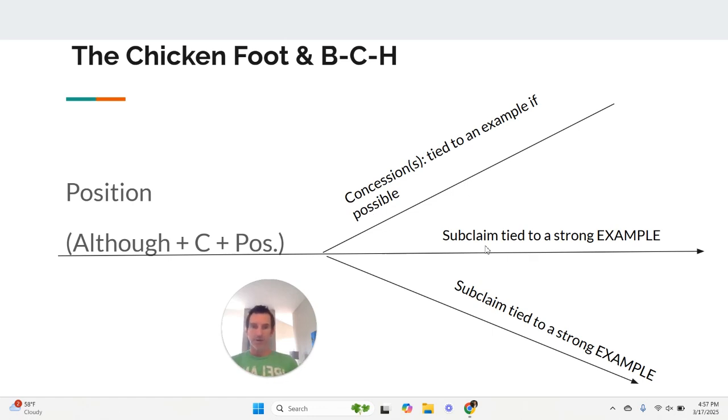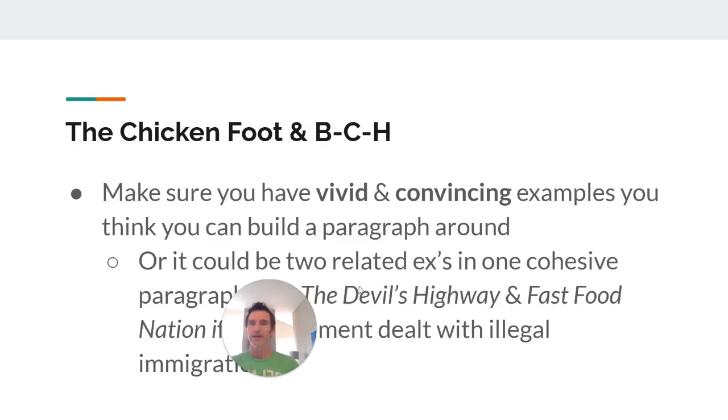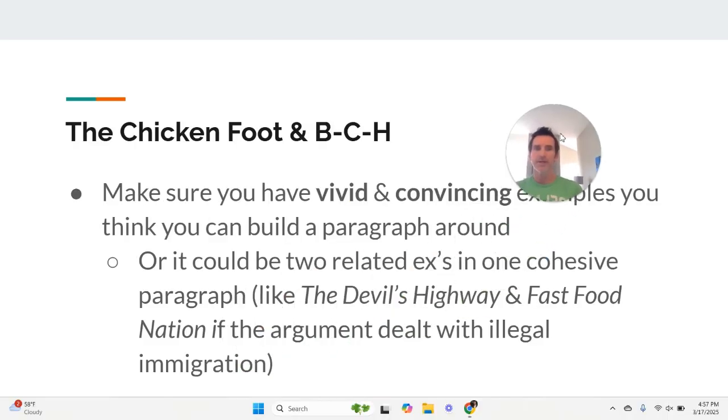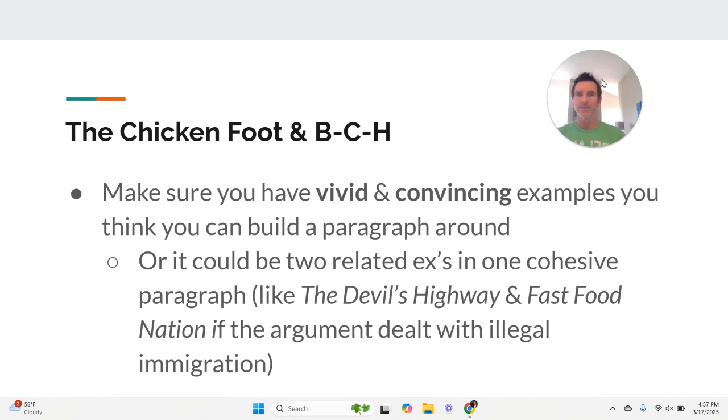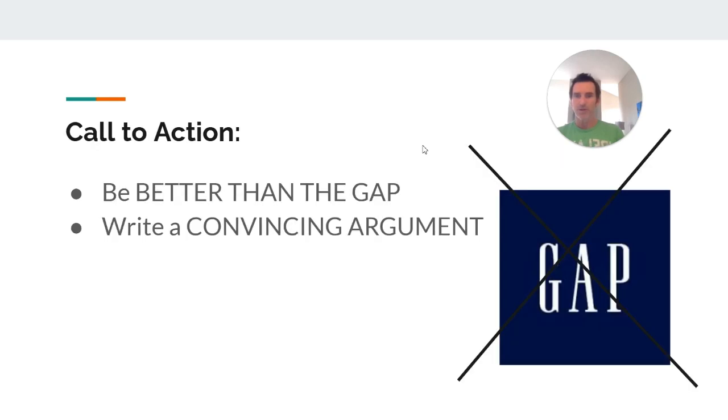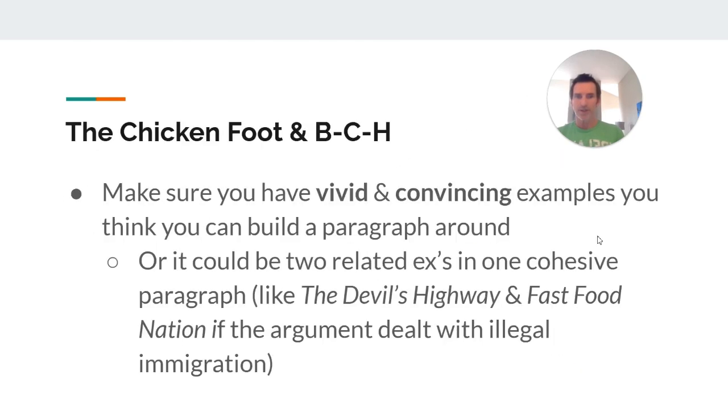And then the second prong here is a subclaim tied to a strong example, and then another subclaim tied to a strong example. So I've got 2 strong examples, I've got a couple of concessions, and I've got my position all good to go. The key here is to make sure you have vivid and convincing examples you think you can build a paragraph around. Each of these prongs is a potential paragraph.